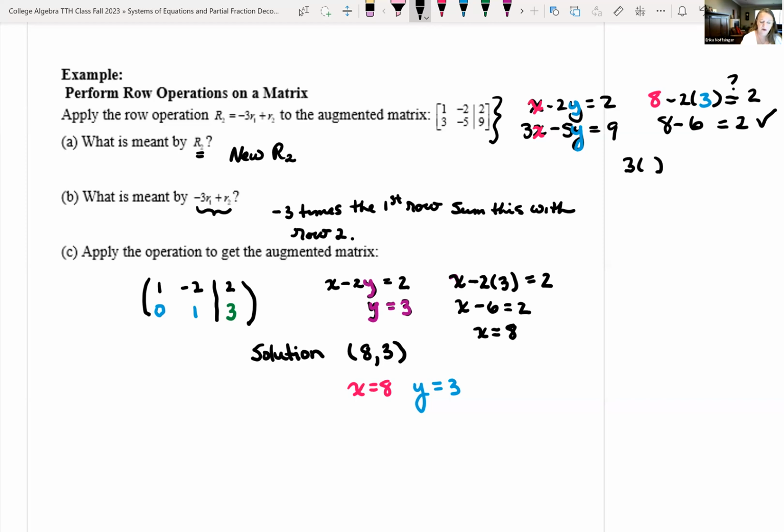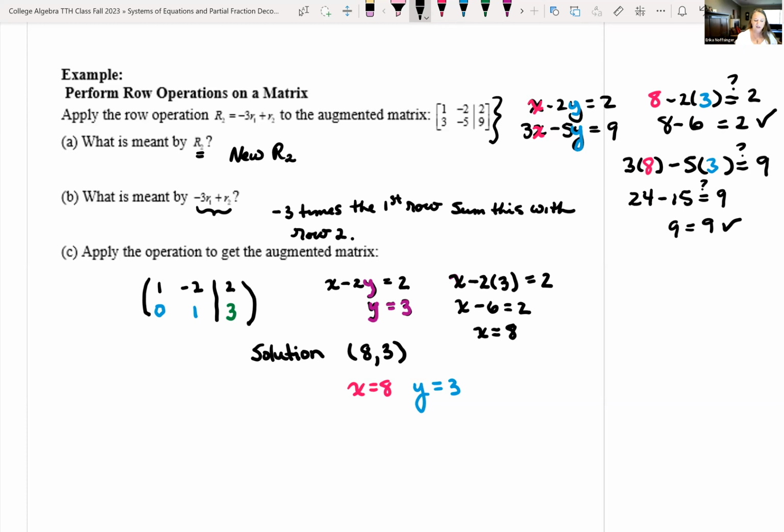And so we have 3 parentheses. Let's plug in 8 inside that parentheses, minus 5 times y. So we're going to put parentheses where the y is and replace that with 3. Is this equal to 9? So 3 times 8 gives us 24, minus 5 times 3, which is 15. Is this equal to 9? 24 minus 15 is 9, and 9 equals 9.